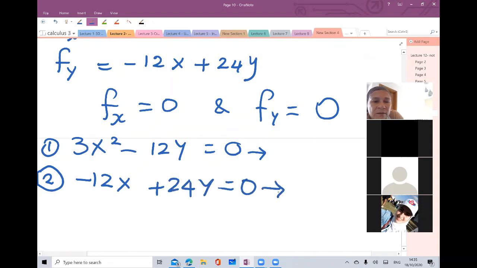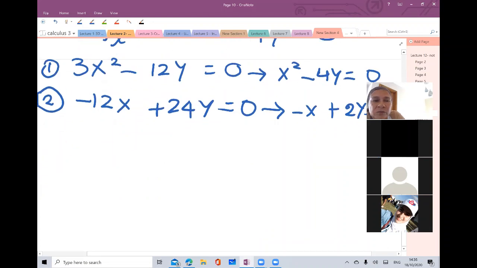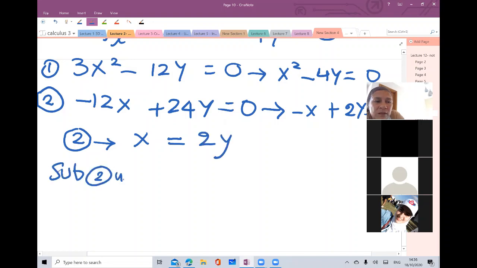Simplify before solving, better. Let's get rid of these constants. So I have here x squared minus 4y equals 0, and here negative x plus 2y equals 0. Now let us solve equations 1 and 2. Always do observation: what's the easiest to start with? It's obvious if I start with 2, from 2 I could deduce that x is 2y. And then I'm going to substitute this in equation number 1.